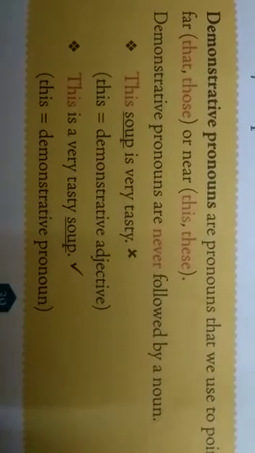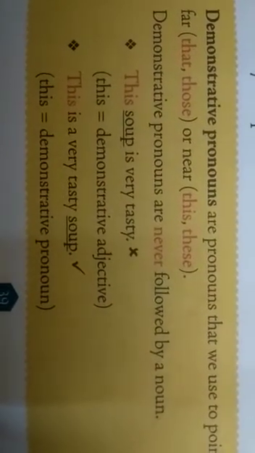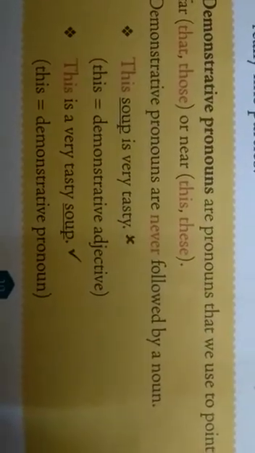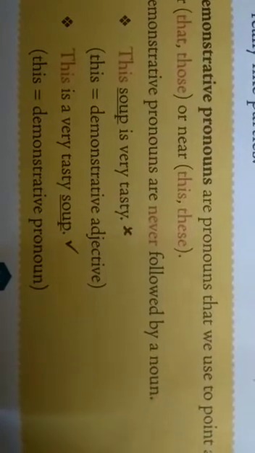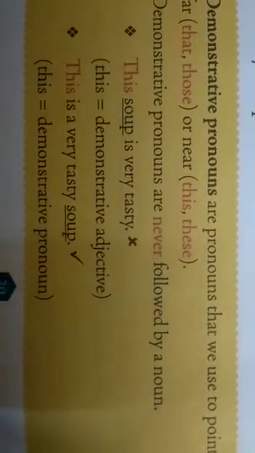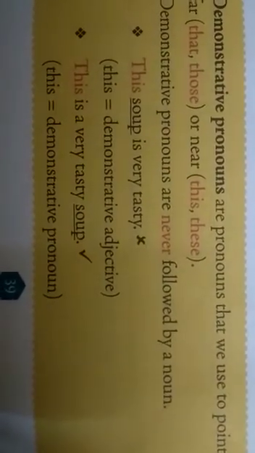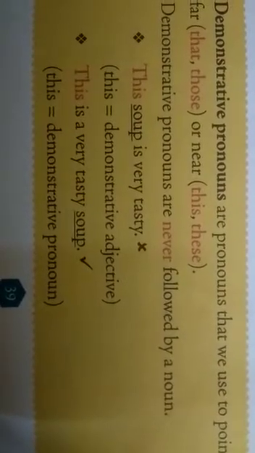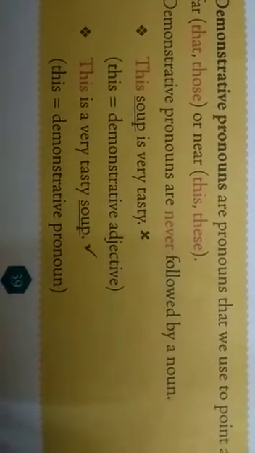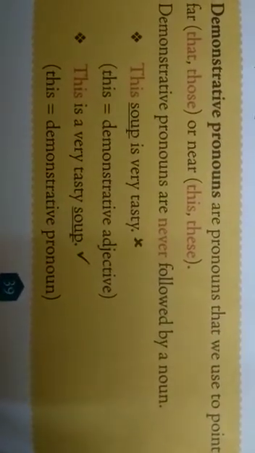And demonstrative pronouns are never followed by a noun. Immediately after this, that, these or those, we should not use the noun, the name of something. For example, "This soup is very tasty" is the wrong way to write a sentence. The correct way is, "This is a very tasty soup." This is the right way to use demonstrative pronouns.